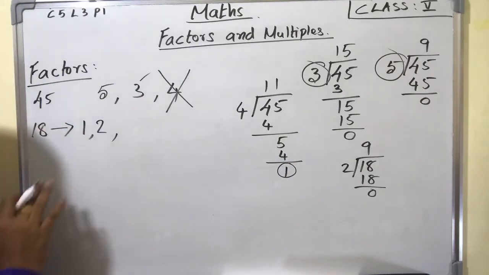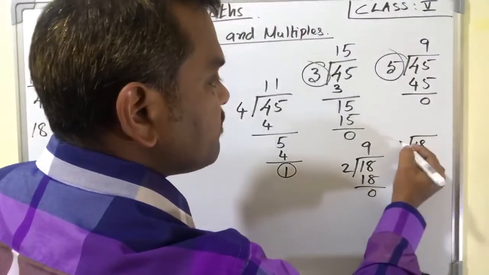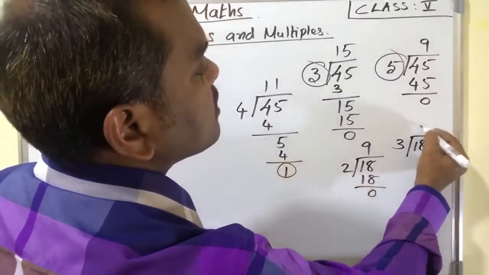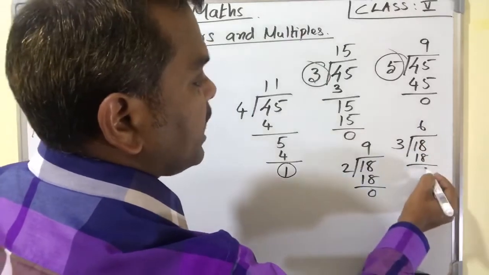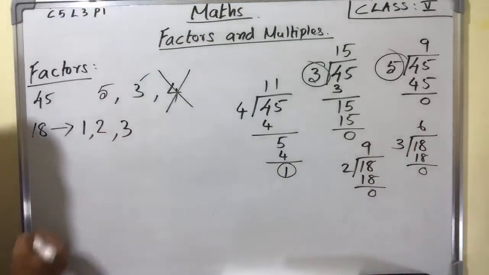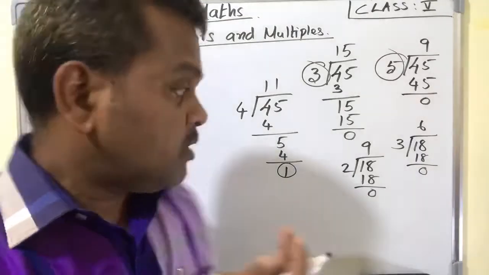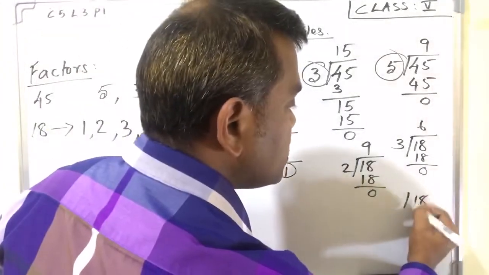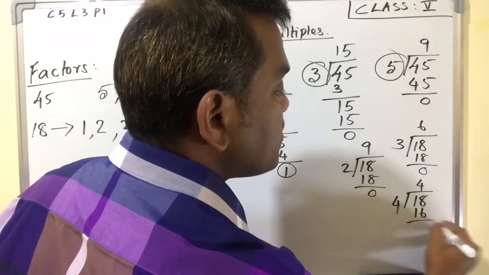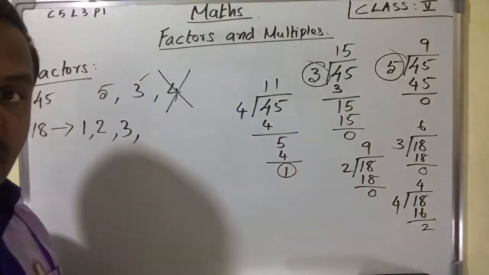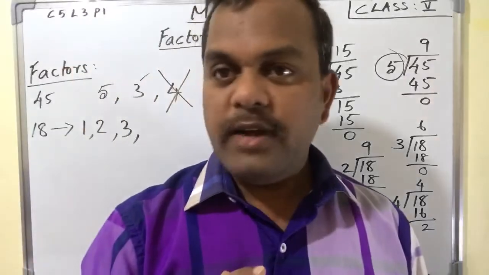Same here. Check 3. Is 3 a factor of 18 or not? Yes, 3 will divide. 6 3s are 18. Balance 0. So 3 is also a factor of 18. Check 4. 4 4s are 16. Balance 2. It is showing a balance. So 4 is not a factor of 18.